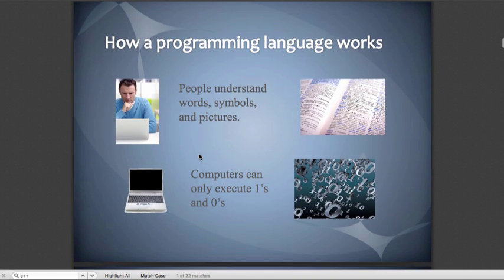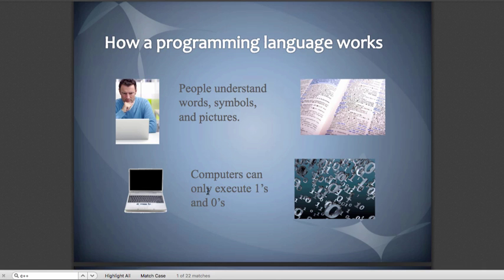Let's look at how a programming language works. We as humans take for granted that we can open a book and we can understand what it says. We process the symbols inside of our brains and decipher and interpret what they're saying. A computer, on the other hand, works on the simplest form of logic. A computer can only execute 1 plus 0, 0 plus 0, and 1 plus 1. A computer cannot even subtract.